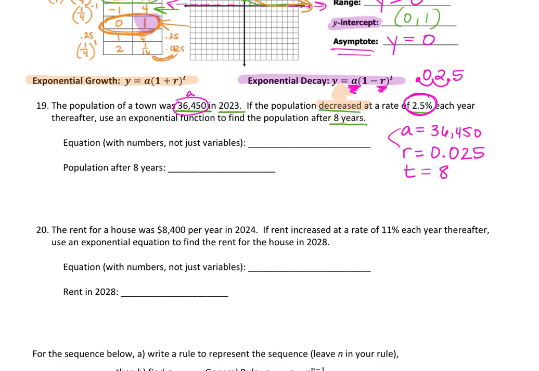So this is all the information you need. You just have to drop it into that equation. So it can be y equals A, so 36,450, and then parentheses, you put in the 1 minus, and now you put in the decimal, 0.025, parenthesis to the 8th power. Okay, plug that into your calculator and tell me what you get.